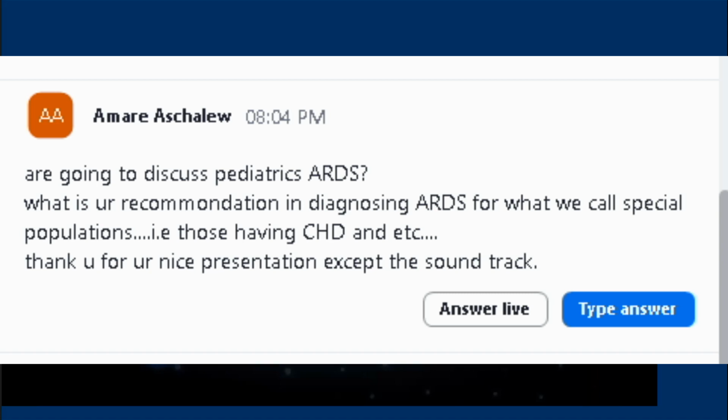So yeah, the recommended diagnosis of ARDS for special populations. The X-ray is one of the things mentioned in the Pediatric Acute Lung Injury Consensus Conference.